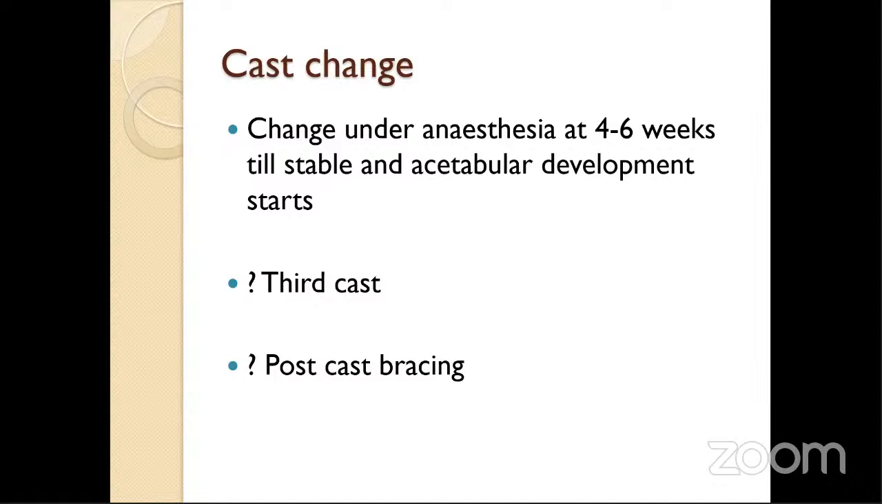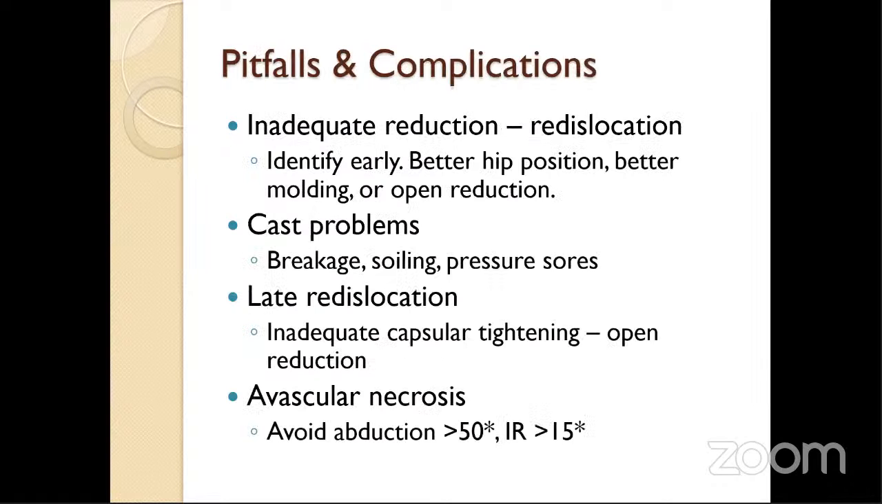Typically at 4 to 6 weeks, again under anesthesia, you must examine the hip stability and recast for another 6 weeks. So typically 12 weeks of casting is needed. A third cast may or may not be needed, and post cast bracing is mandatory. Make sure that you are holding till the hip becomes stable and there is no dislocation so that the acetabulum remodels very well. What are the pitfalls?